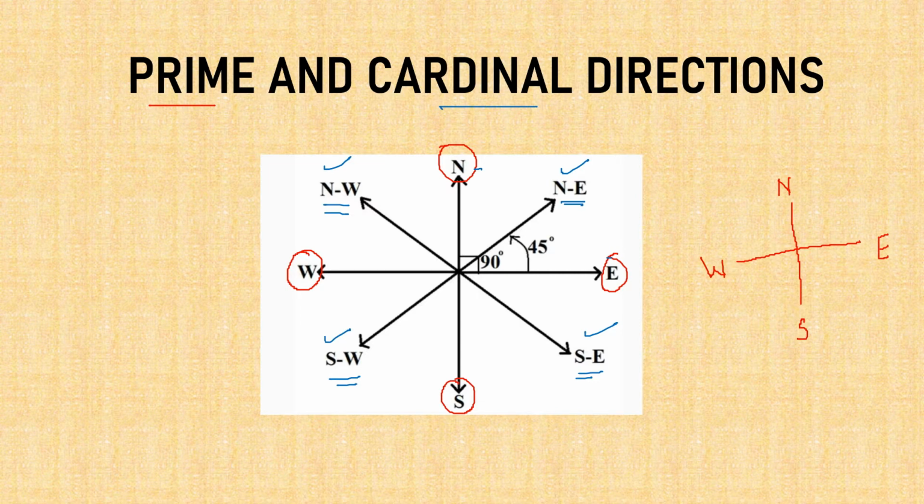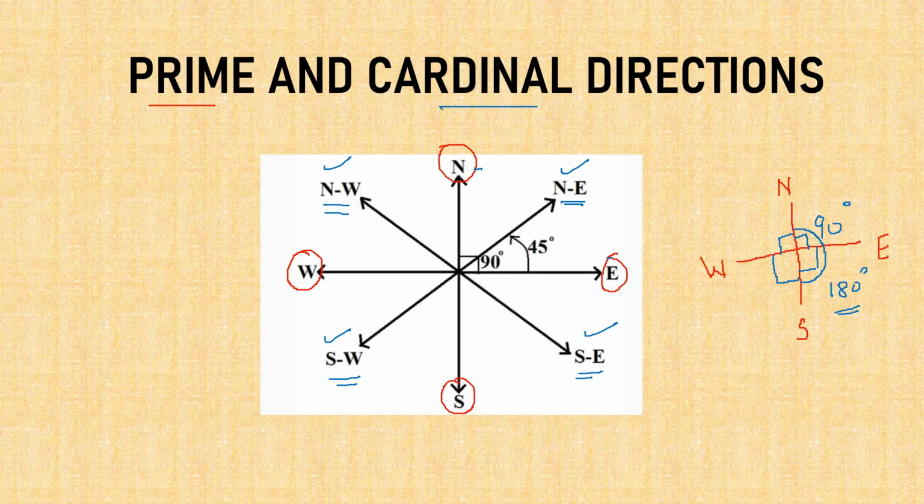Another important thing to be remembered here are the angles between these directions. Between the prime directions, if we talk about north and east, the angle will always be 90 degrees. Similarly, between east and south, again, the angle is 90 degrees. Between south and west, again, it is going to be 90 degrees. And between north and west, again, it's going to be 90 degrees. If we talk about north and south, what is the angle between north and south? It becomes 90 plus 90, that is 180 degrees. So between two opposite directions, the angle is always 180 degrees. We are talking about the prime directions here.